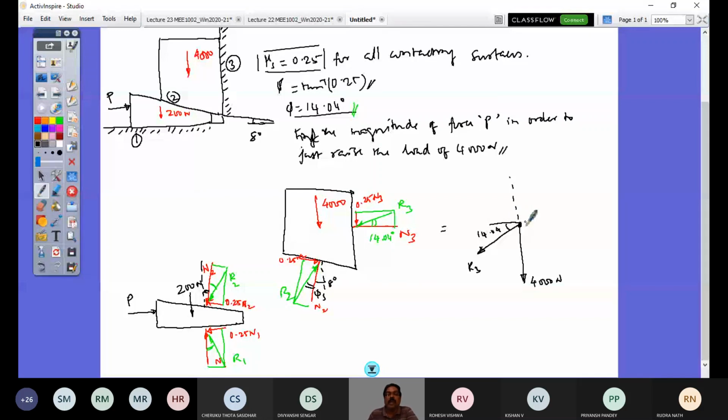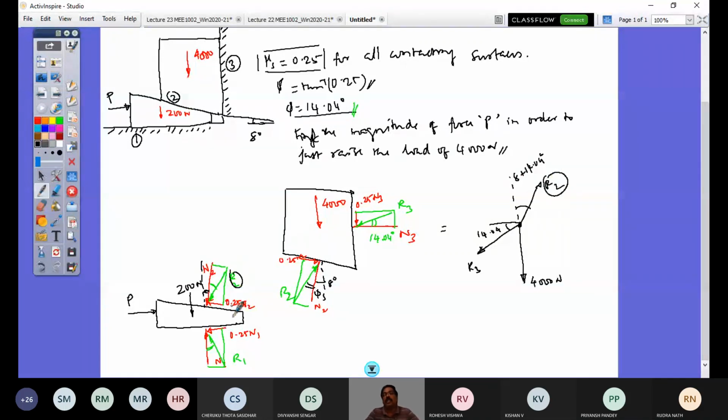So I would have here this R2, and this angle to the vertical is 8 plus 14.04 degrees. This is R2. So from this free body diagram, now I can find what is R2, and here I know what is R2. Then I can solve for this P.